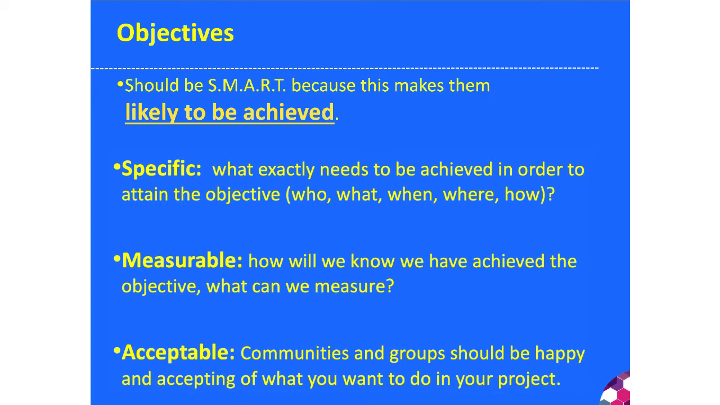Acceptable is where communities and groups should be happy and accepting of what you want to do in our project. Because if they're not happy about what we want to do in our project, then they're not going to accept the project, they're not going to get involved in the project, and we're less likely to be successful with our project.